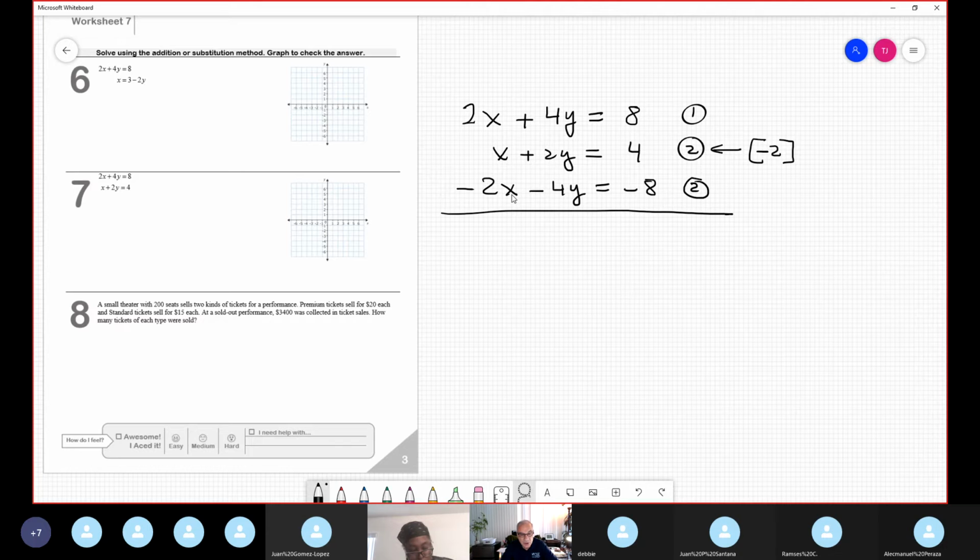And when you put together equation one and new equation two, you see that, wow, look at that, this part cancels out, this part cancels out, this part cancels out, and we get zero equals zero. Okay, this is a true statement. What does that mean?